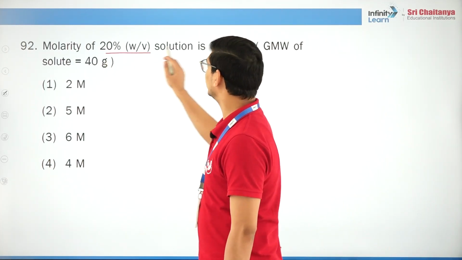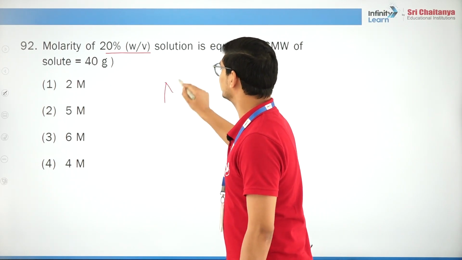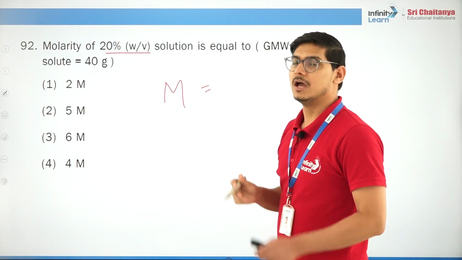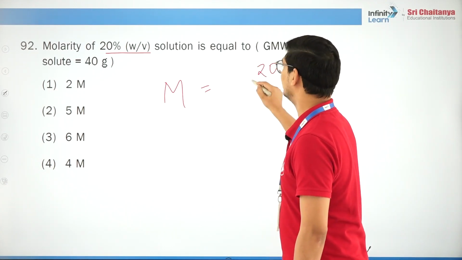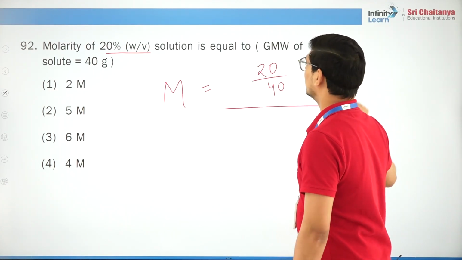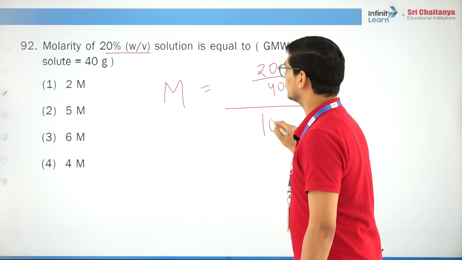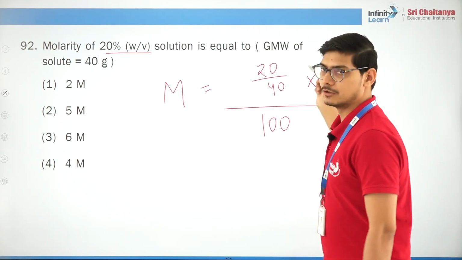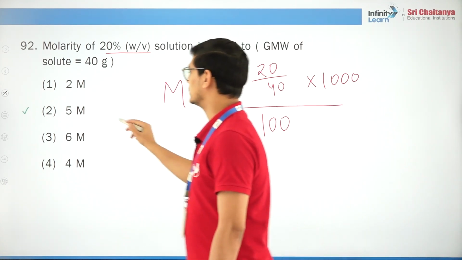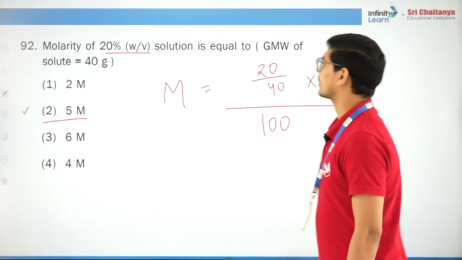Molarity of 20% weight by volume solution, okay. Now molarity is simple, 20% weight by volume solution means 100 ml solution contains 20 gram of solute. So moles is 20 mass by 40 molar mass divided by 100 ml of solution, okay. So you can multiply it by 1000 to account for liter and you will get your answer, clear guys.